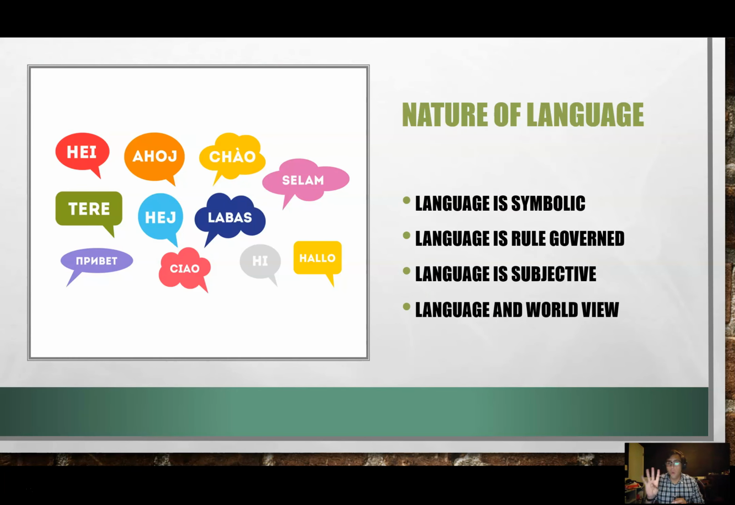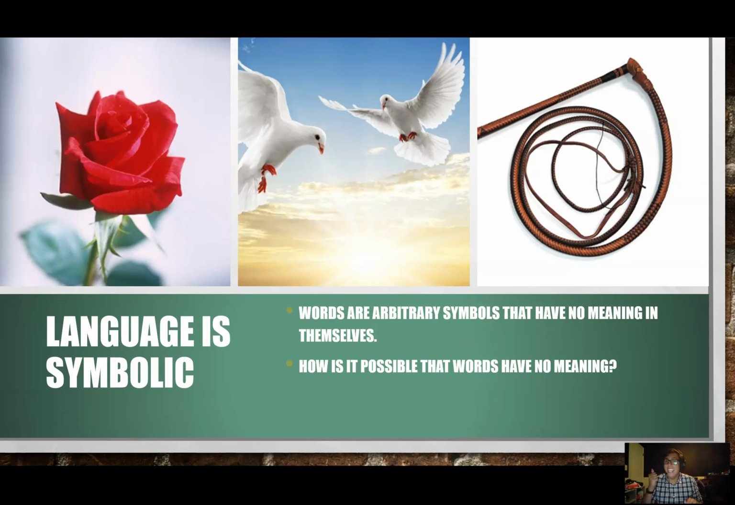Language has four big components. First, it is symbolic, it is rule governed, it is subjective, and it affects our worldview. Language is the system of codes, the symbol system that we use to create meaning. So, obviously, that is where we start, that it is symbolic.